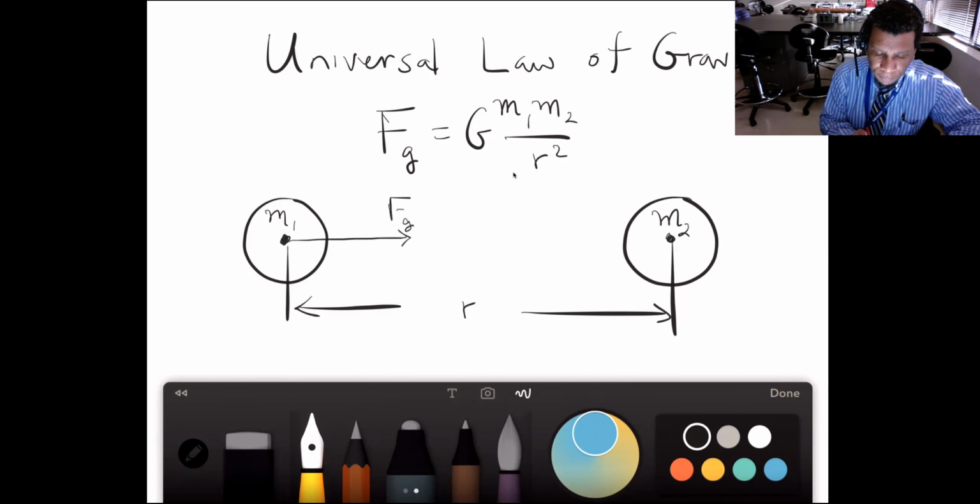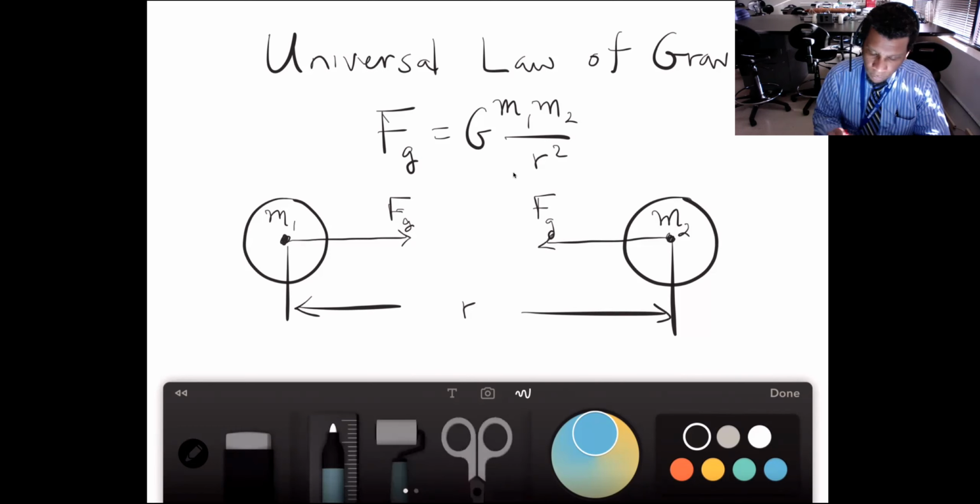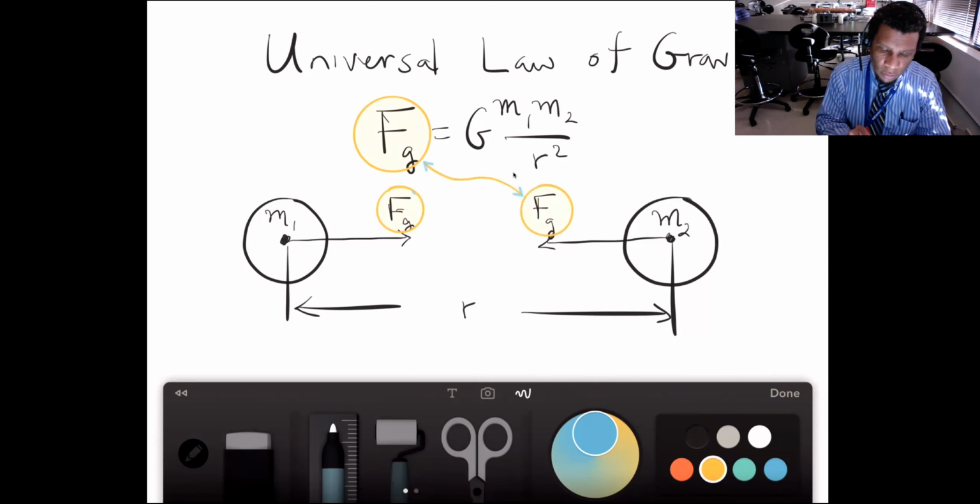All right. If M sub 1 exerts a force on M sub 2, then M sub 2 is going to exert a force back on M sub 1 the same way. So that's Newton's third law, action reaction. So this pretty much describes what's happening here. We have our force here. These two forces are equal to this.